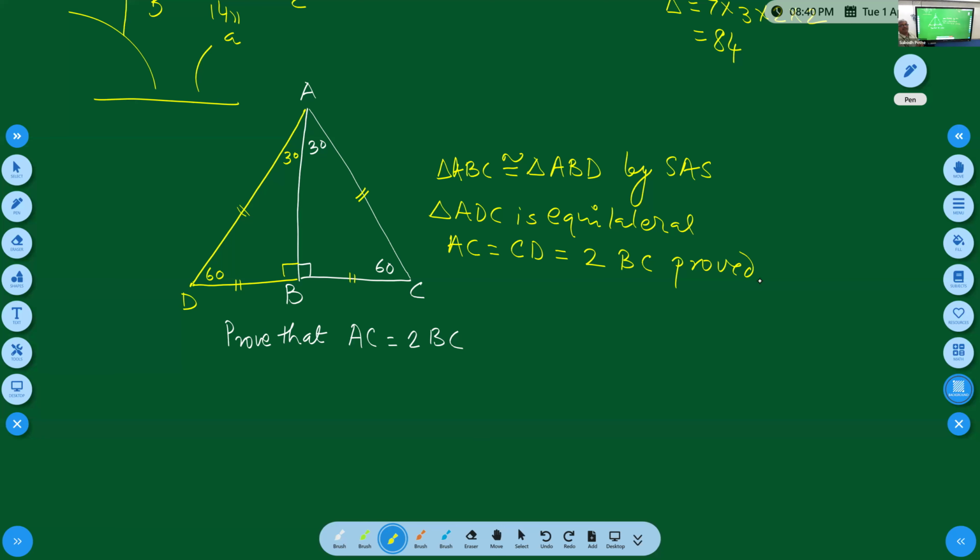Thirty, 60, 90 if reflected becomes equilateral triangle, and therefore side opposite to 30 degree in triangle 30, 60, 90 is half of hypotenuse.